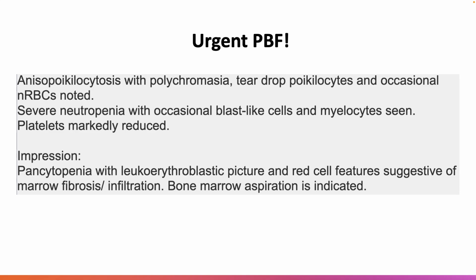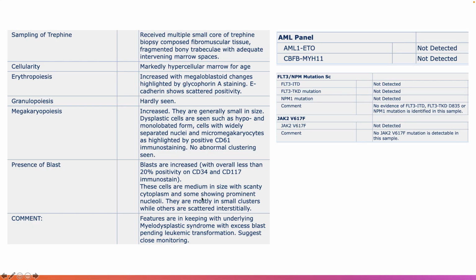So the urgent PBF shows there's occasional blast-like cell and myelocyte. This is what we call leukoerythroblastic picture. With that, definitely urgent bone marrow aspirate and trephine is indicated. So we have done the bone marrow. You can see that generally there's a blast cell which is increased to about 20%, but overall it's actually less than 20%. Okay, and all the mutation is negative. The general feature is suggesting of myelodysplastic syndrome with excess blast. So the patient actually has MDS.